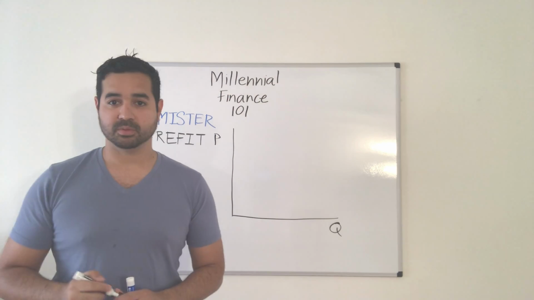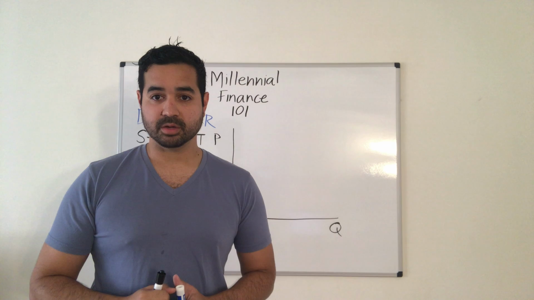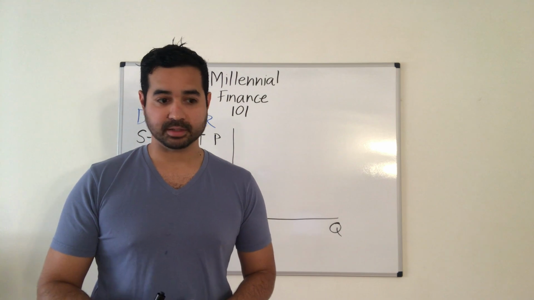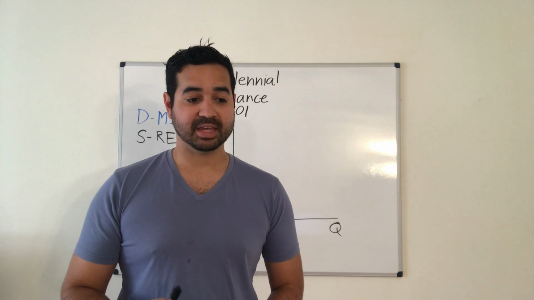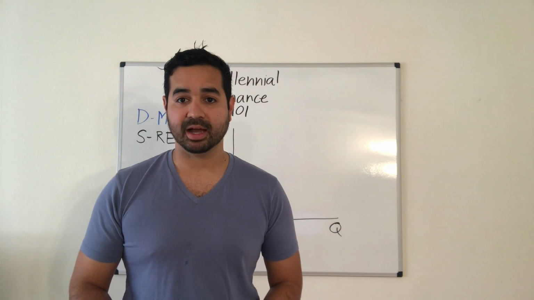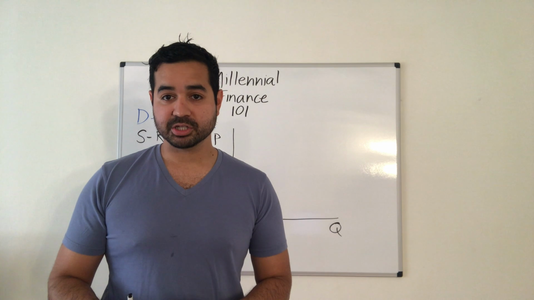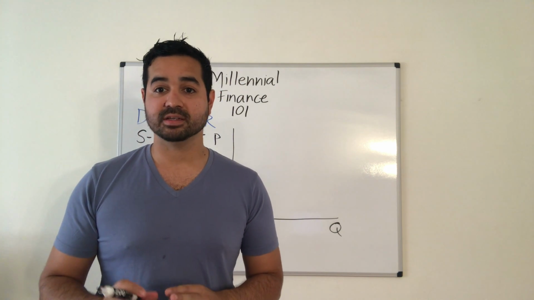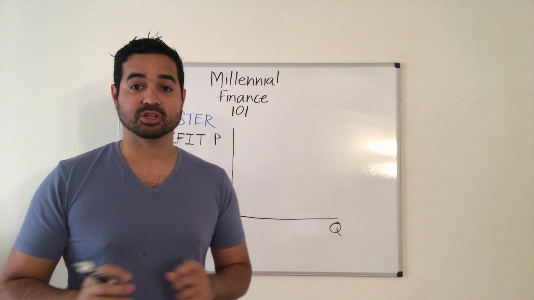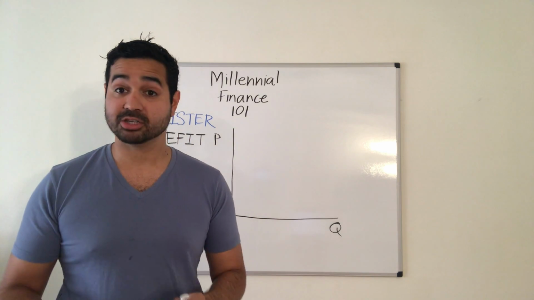Now let's start with question number 1. This question number 1 talks about complementary products, right? So the question is, if the price of K declines, the demand curve for the complementary product J, and we're trying to figure out how it will change. Now the question tells us it's just going to be demand, right? We don't have to figure out whether it's a related good in terms of supply or a related good in terms of the demand. The question gives us a hint, it is just demand. So let's draw our demand curve.